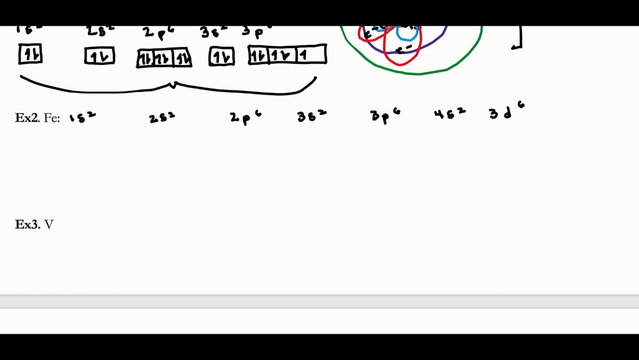Okay, so let's draw out the orbital diagram. 1s has one orbital with 2 electrons, one up, one down. 2s has one orbital, one up, one down. 2p has 3 orbitals, one up, one up, one up, one down, one down, one down.